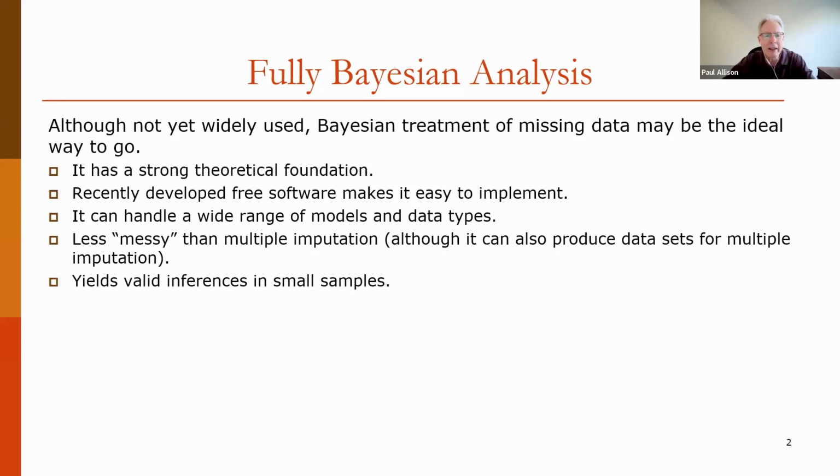And finally, this approach is valid for statistical inference in small samples, whereas maximum likelihood and multiple imputation rely on asymptotic theory, which means that they are valid in large samples, but we don't know how well they're doing in small samples. But the fully Bayesian method is completely appropriate for small samples.